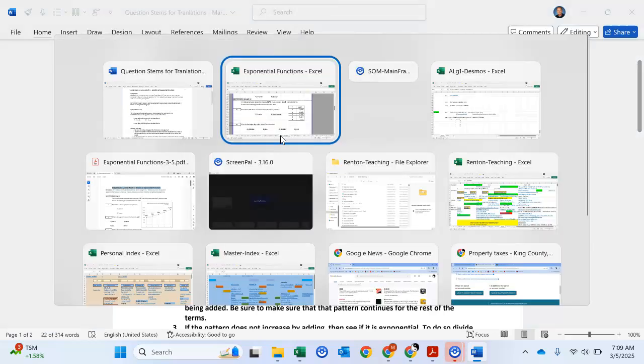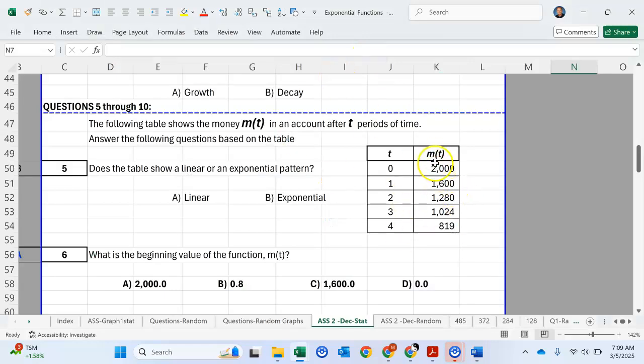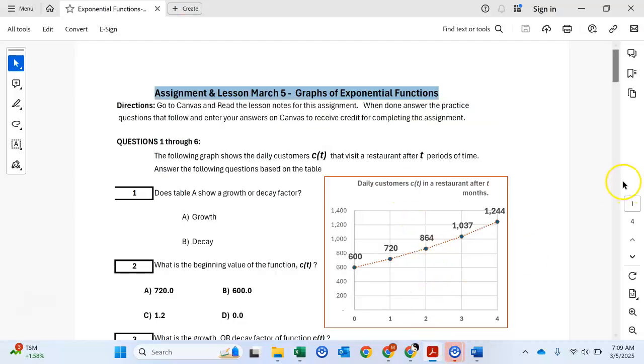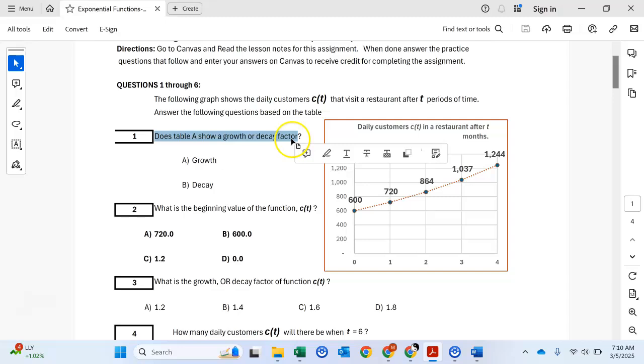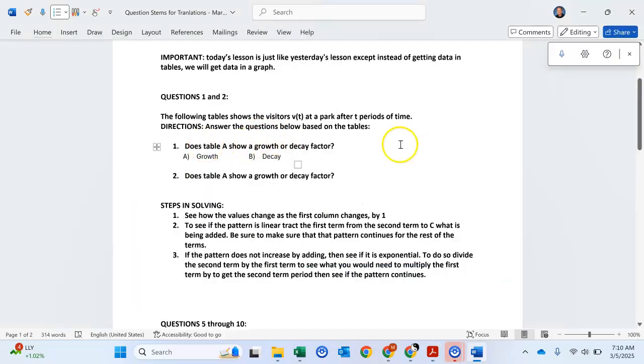But yesterday and the day before, we got a table with data. We got t, time, and data right there. Today, instead of getting the data in a table, we get it in a graph. This is called a graph, okay? Same information. Okay, question 1 is right here, so make sure you translate it.